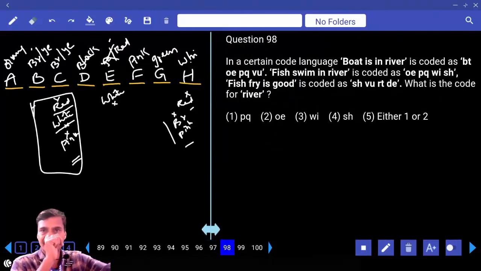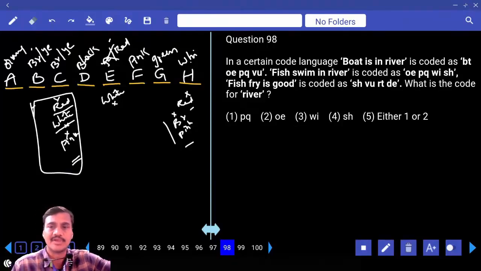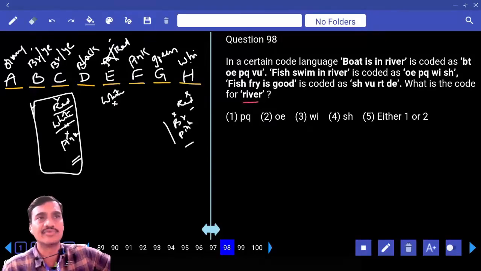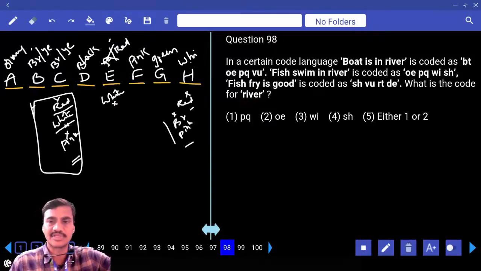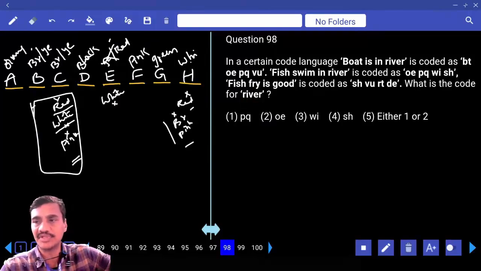Then 98. Now in this 98, in a certain code language, boat is in river and so on. What is the code for the word river? Now in the case of river here, boat is in river and fish in river. In river is common between these two. In river is common and two words are common, two codes will be common.